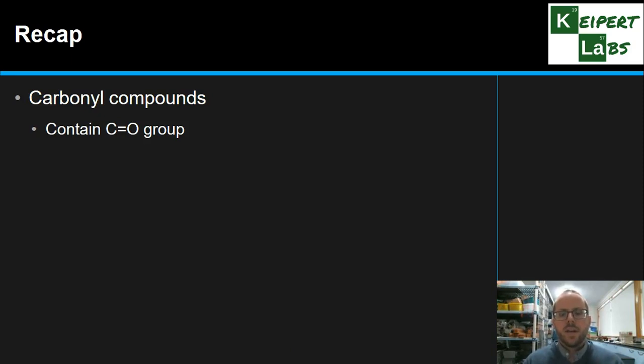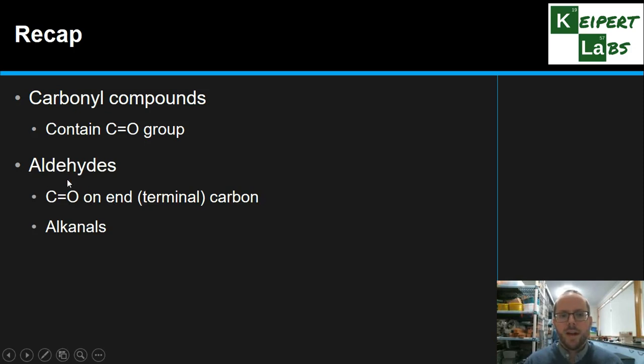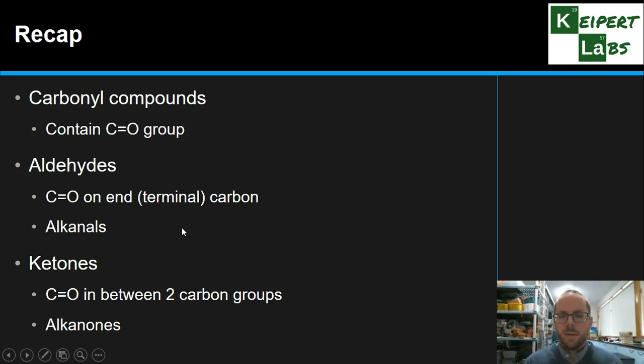So we looked at this idea that carbonyl compounds contain a carbon double bonded to an oxygen, and the position of that carbonyl group dictates whether something is an aldehyde or a ketone. Aldehydes have the carbonyl group on the end or terminal carbon. They're better known as alkanals. Ketones have that carbonyl carbon between two other carbon groups, and we call them alkanones.